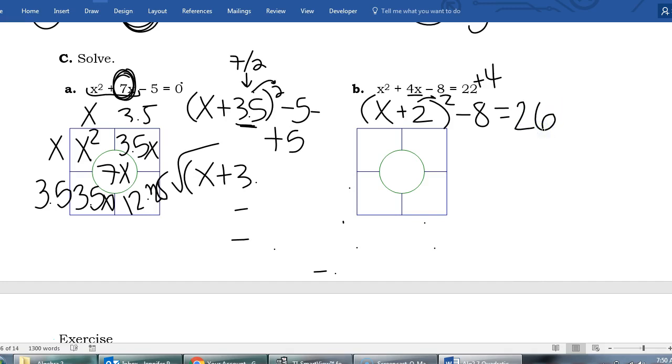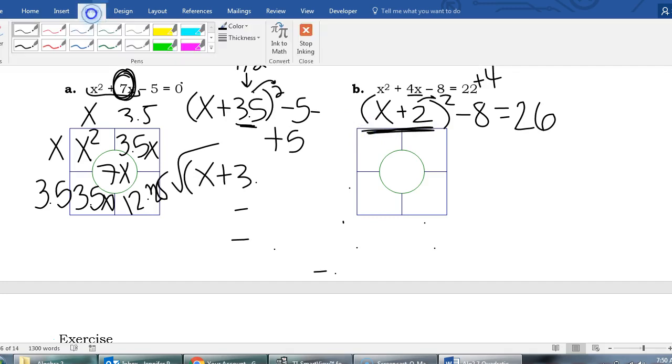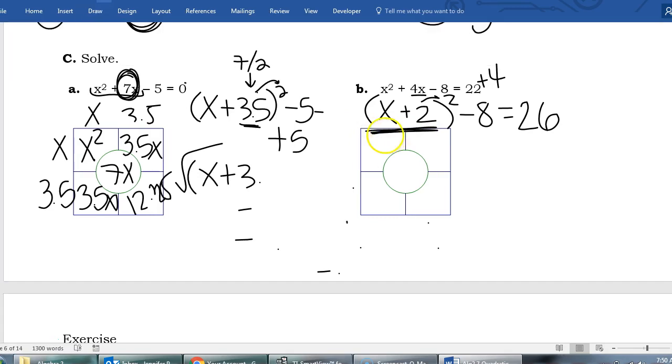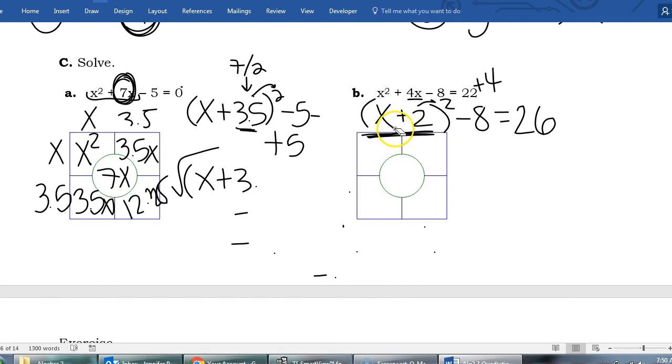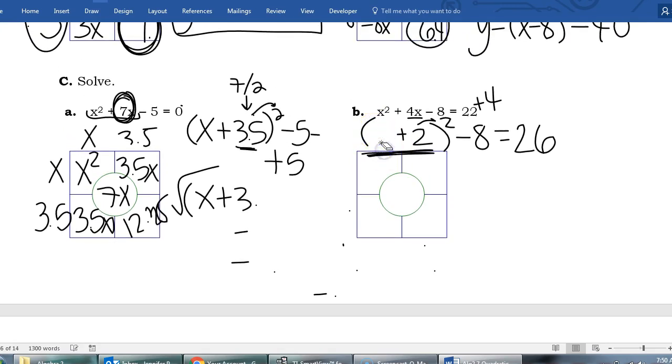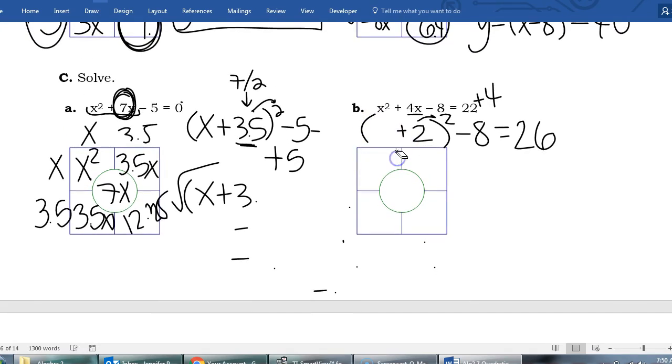If you really like the boxes to help you figure this out, keep using them. If you don't really need them, all you're doing is, like I showed, cutting it in half. Well, let me erase that line. There it is. All you're really doing is cutting that b term in half and then squaring it and adding it to the end. So, last one, plus 8 both sides.